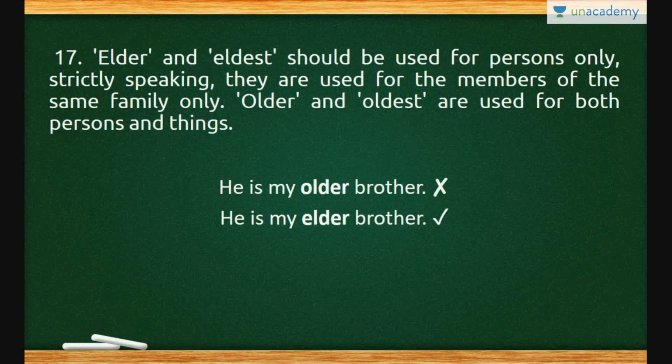Now, the next rule, what it says is elder and eldest should be used for persons only. Strictly speaking, they are used for the members of the same family only. However, you can use older and oldest for both persons and things. So, he is my older brother is not correct since we are talking about the same family. He is my elder brother.